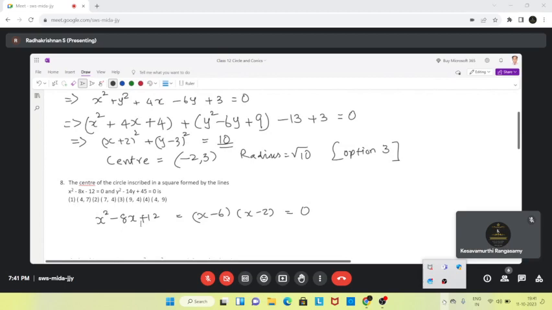So that is how it becomes x minus 6 into x minus 2 equal to 0. So that means x equal to 6, x equal to 2. Those are the two vertical lines. Similarly, look at the other one, y square minus 14y plus 45 equal to 0. That becomes y minus 5 and y minus 9, right? 5 and 9.